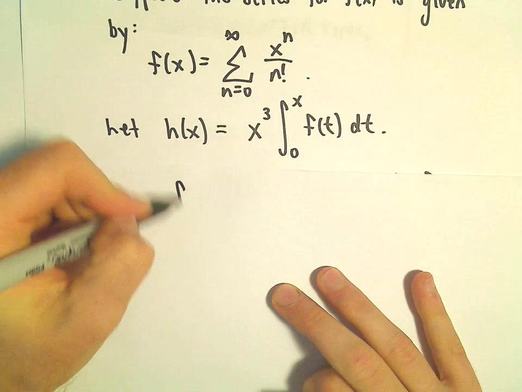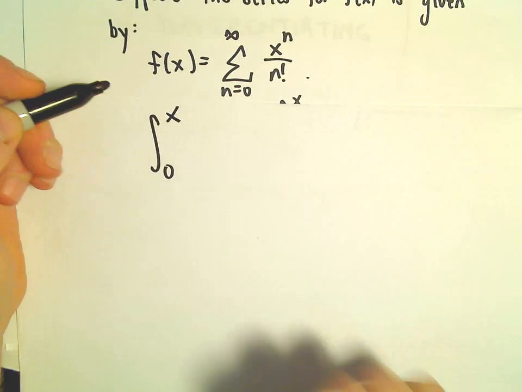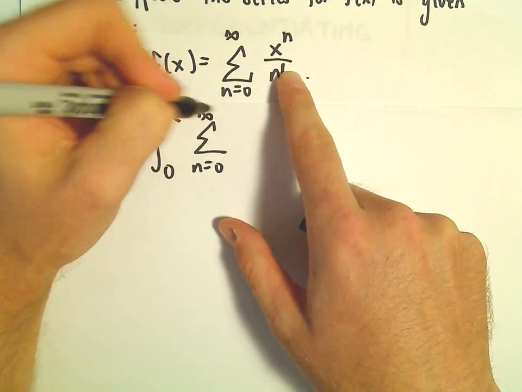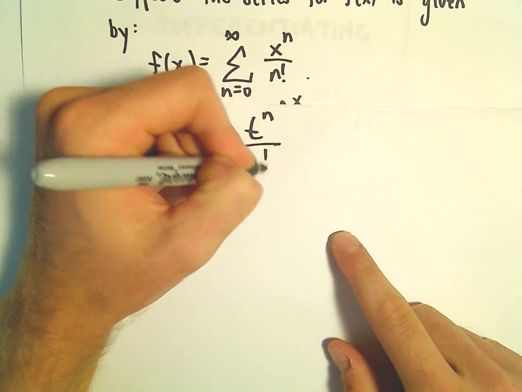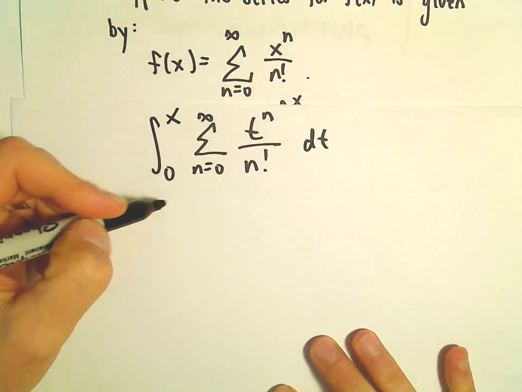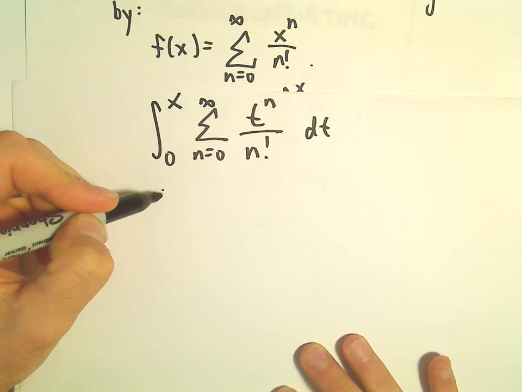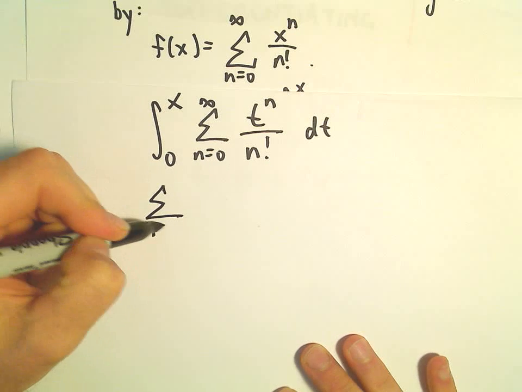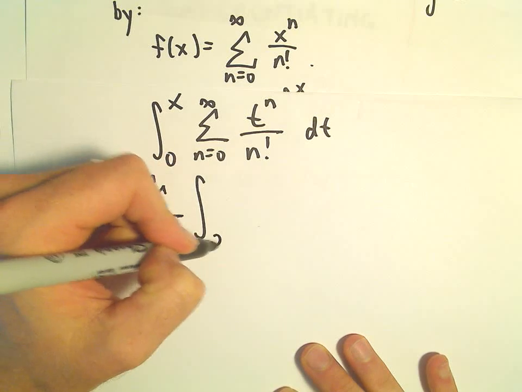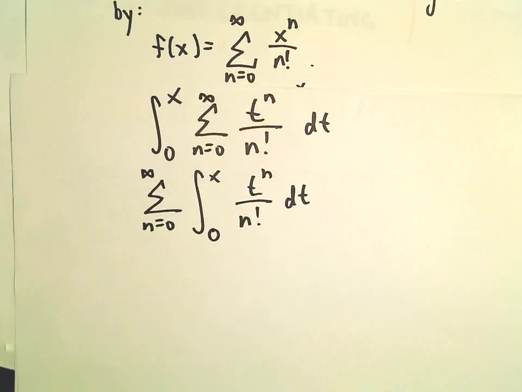Alright, so the first thing I'm going to compute is the integral from 0 to x of f of t dt. Well, if we replace the x's with t's, we'll have the series from n equals 0 to infinity of t to the n over n factorial. And again, we're just integrating with respect to t. Well, again, we can do the same thing as before. We can pull our summation out front, n equals 0 to infinity, the integral from 0 to x of t to the n over n factorial dt.